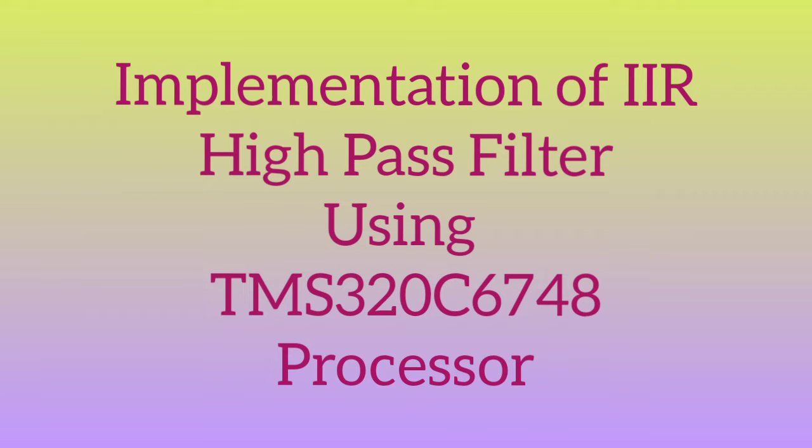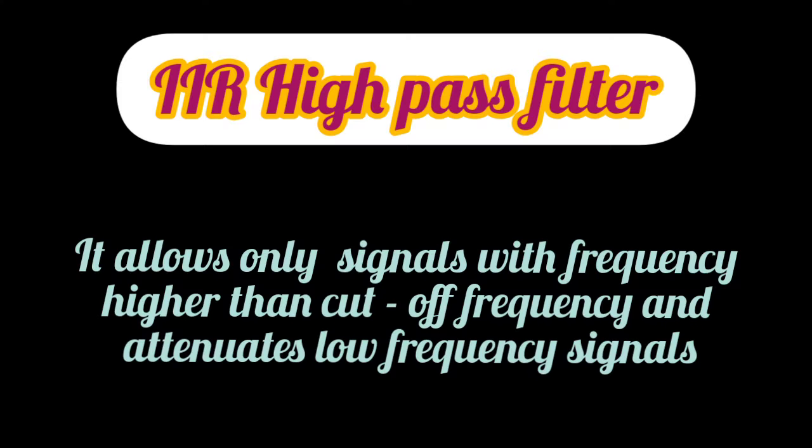Hello everyone. In this video we are going to see how to implement a high-pass IIR filter using the C6748 processor. First, let's see what high-pass filters are. They are filters which pass only those signals whose frequencies are higher than the cutoff frequency, while attenuating signals of lower frequencies. The value of the cutoff frequency depends on the design of the filter.